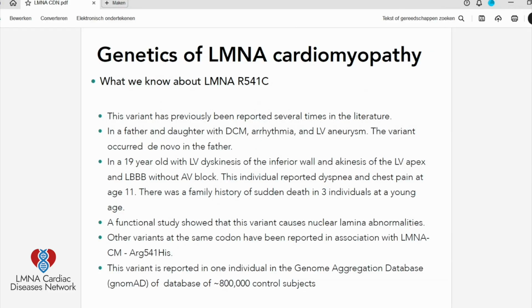And then we say, well, has this been seen in control databases? So we now have this huge resource called the Genome Aggregation Database, or gnomAD, which is about 800 control subjects who gave their DNA very kindly for research. And it gives us an understanding of what genetic variation exists in the population. So this was only seen in one individual, which tells us that not everyone with this genetic change will go on to get the cardiomyopathy, but it's very, very rare in the population, suggesting that the majority do.